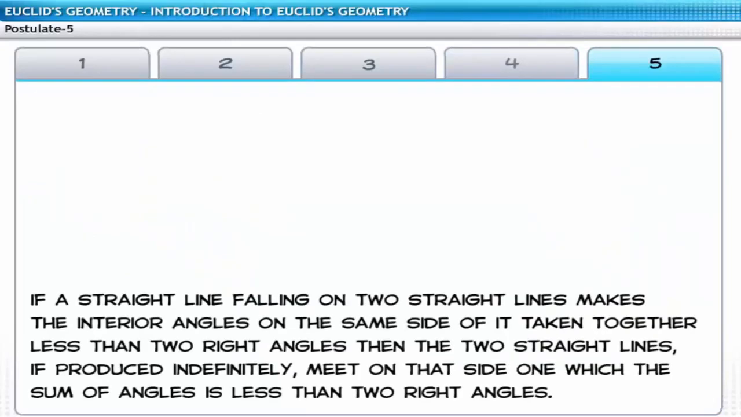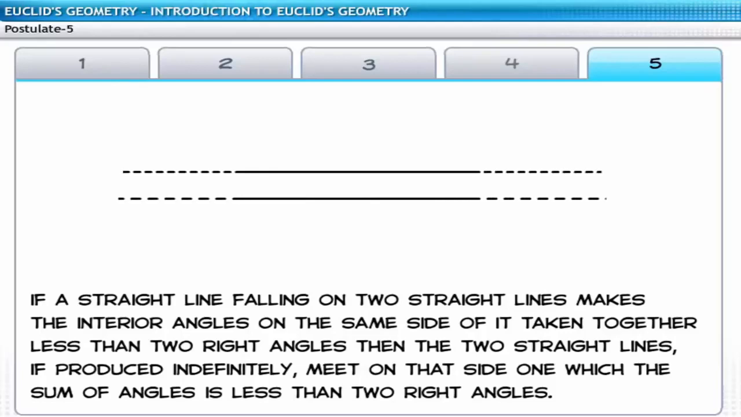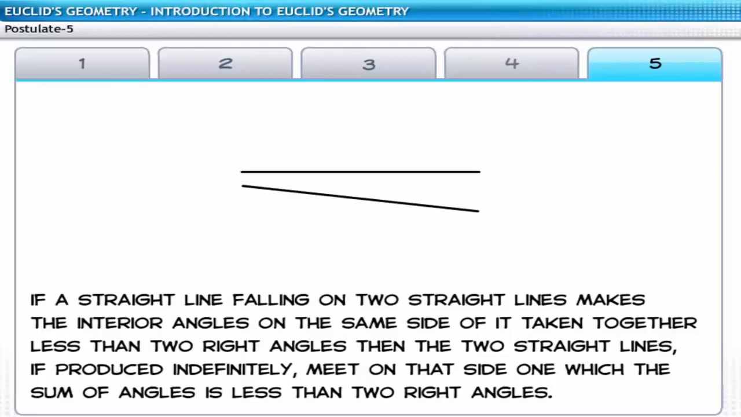Let us try to visualize the fifth postulate. This postulate is also called the parallel postulate. Consider 2 parallel lines. You know that they will never meet or intersect. 2 lines that are not parallel will intersect at some point. Here, Euclid describes an important property that helps verify whether 2 lines are parallel or not.